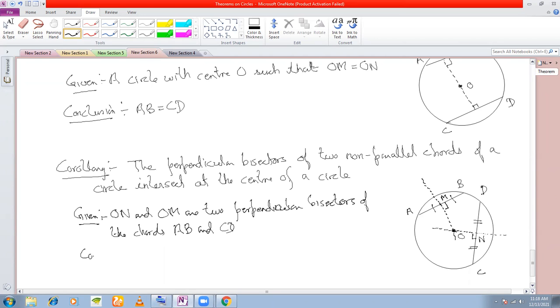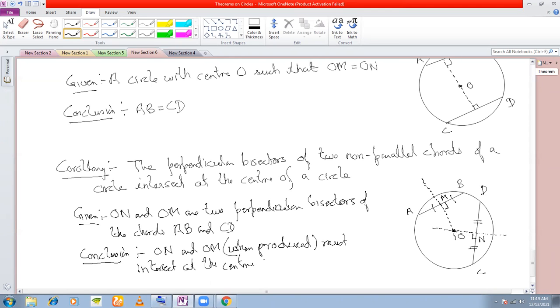And your conclusion here is that ON and OM, when produced, must intersect at the center O of the circle. Okay, clear with this, or any question on this theorem?